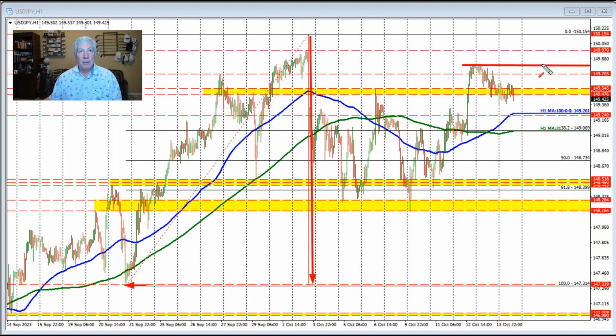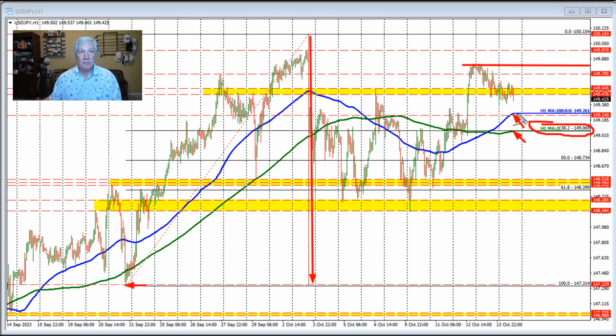So we got up to around the 149.85-ish area, within 15 pips of the 150 area, and we found some sellers on Friday. And we're seeing sideways price action and trading here today. That is allowing the 100-hour moving average to start to catch up with the price. That level comes in at 149.26. The 200-hour moving average is also inching to the upside here, also near the 38.2% retracement, increasing the level's importance.